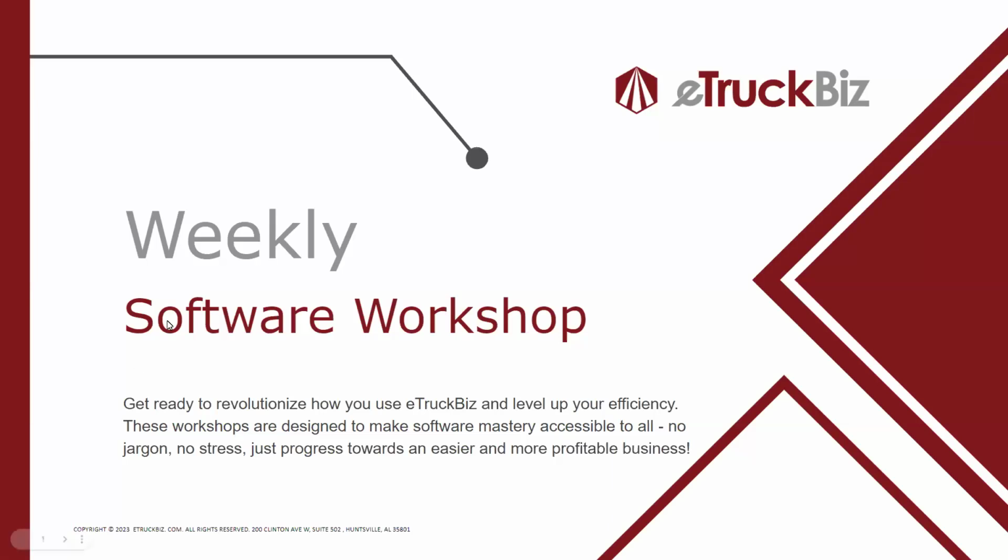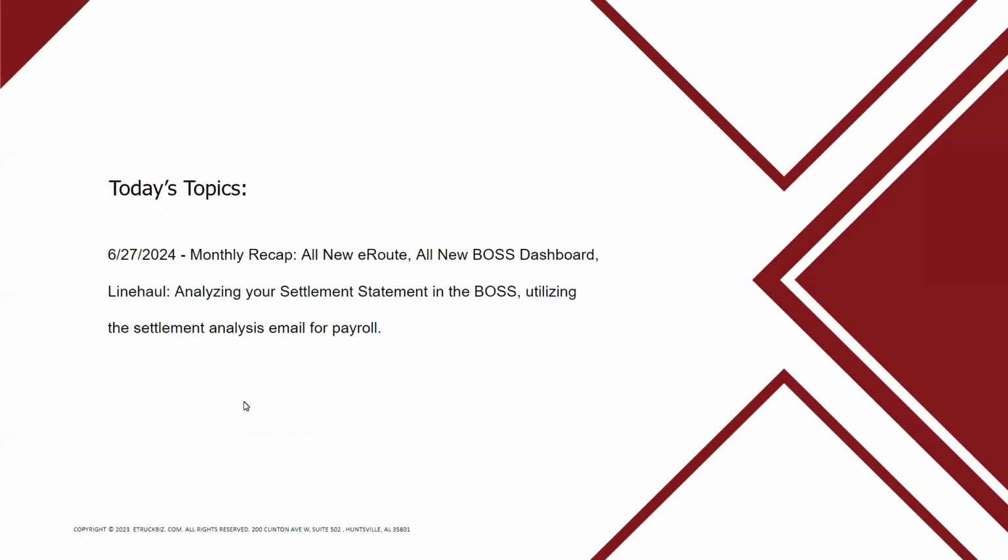So with that in mind, today we are going to go over a monthly recap of some of the things we went over for the last month. We're going to go over the all-new e-route, the new dashboard in the BOSS system, and then for any of you who are Linehaul, we're going to go over analyzing your settlement statement in the BOSS system and utilizing that settlement analysis email for payroll. So without further ado, I will get my phone going here.